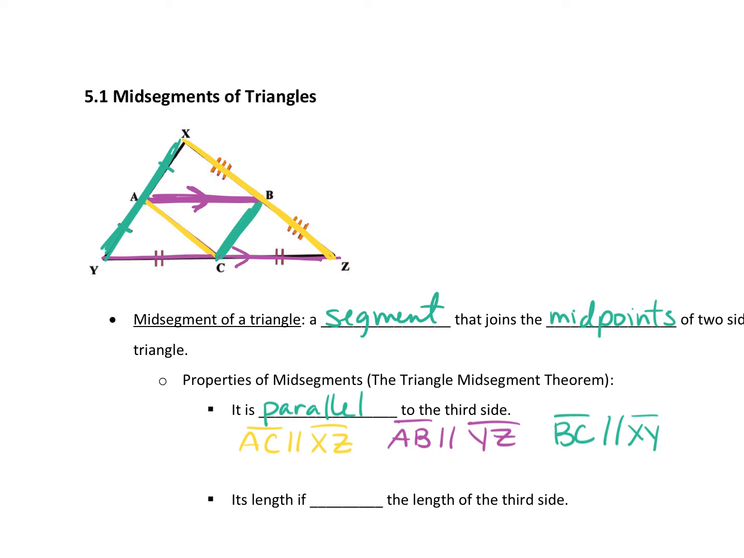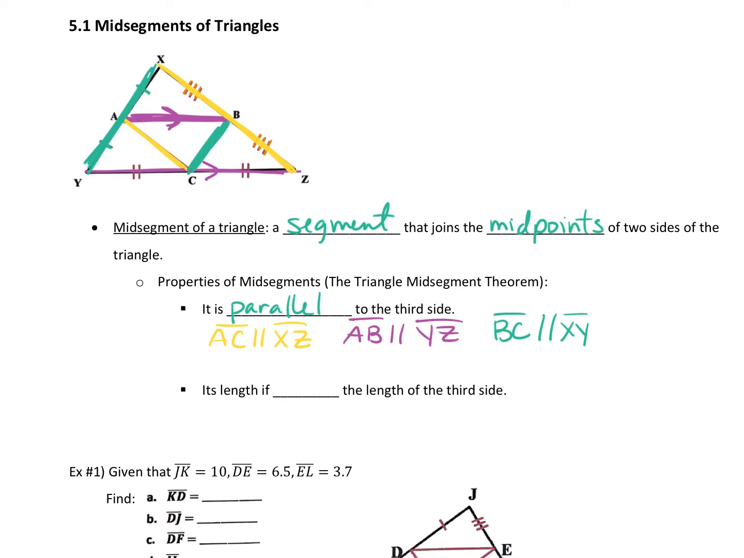Okay, well, that's part of it, right? Here's the other part. This part is easy too. The second property that goes along with mid-segments is its length. This should be is. Its length is half the length of the third side. Okay? Here's what that means.